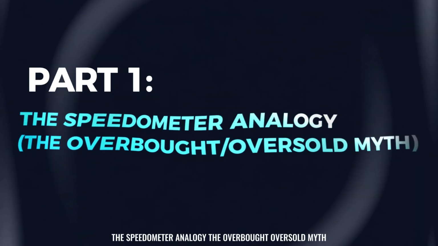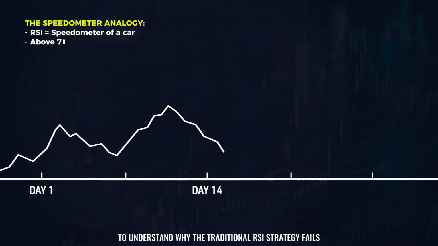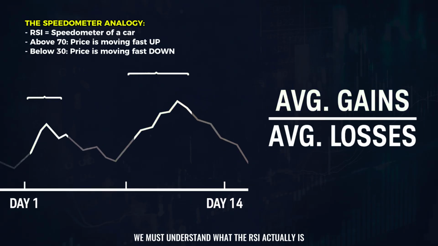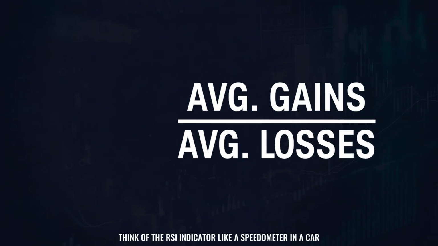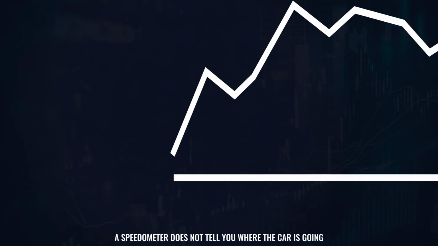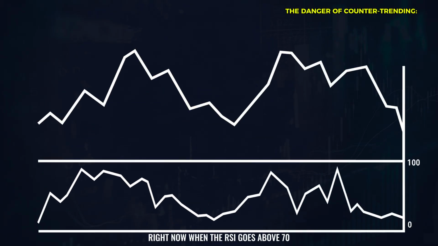Part 1. The speedometer analogy, the overbought, oversold myth. To understand why the traditional RSI strategy fails, we must understand what the RSI actually is. Think of the RSI indicator like a speedometer in a car. A speedometer does not tell you where the car is going. It only tells you how fast the car is traveling right now.